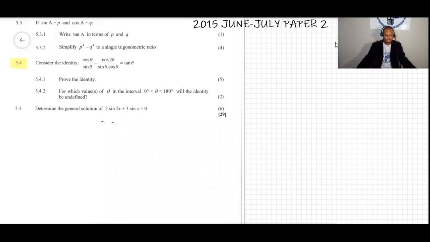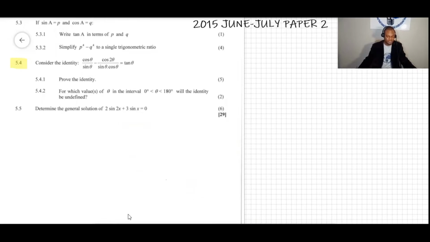Well, we have question 5.4 that says: consider the identity cos theta over sin theta minus cos 2 theta over sin theta cos theta equals tan theta. All right, 5.4 and then 5.4.1: prove the identity. So I'm going to write the question first.